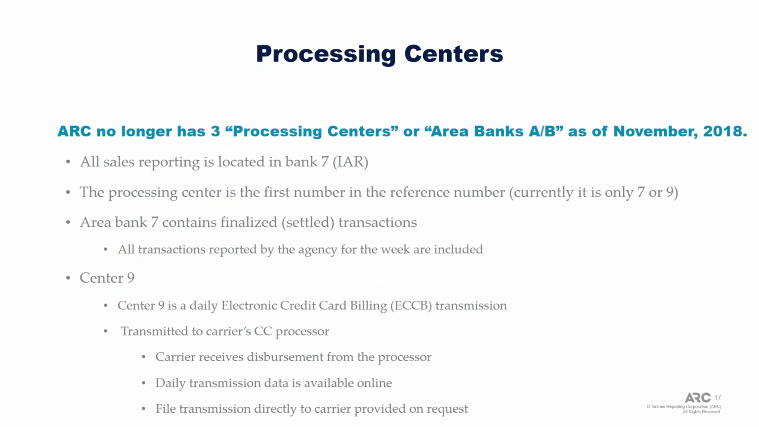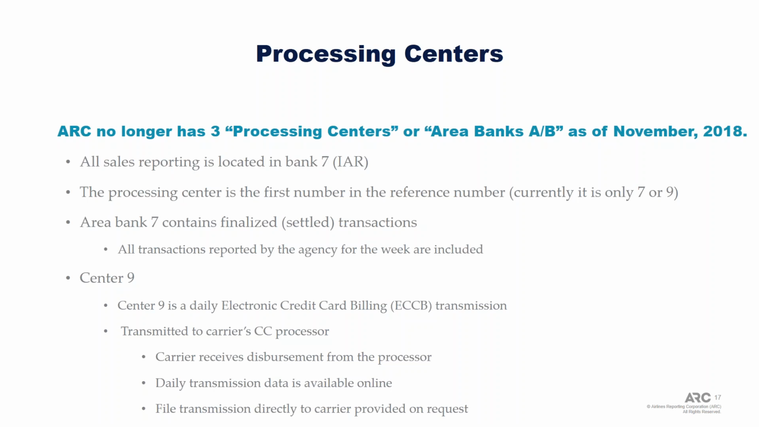Processing centers. We just made a change to our processing center, so this is an exciting area to discuss. We no longer have 3 processing centers or area banks as of November 2018. All sales reporting is located in Bank 7 IAR. Historically, we had used the area banks as an internal method for batching the transactions, but all sales reporting has been done in IAR for many years. The processing center is the first number in the reference number. Currently, it's only 7 or 9, but if you're researching transactions that were settled before November 2018, you will still use banks 4 and 5 in your research.